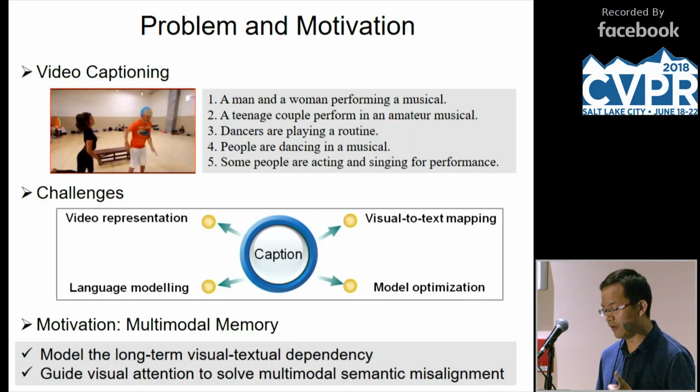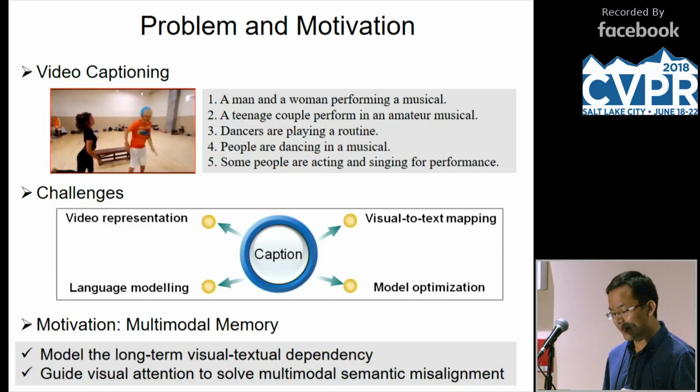In this work, we focus on the semantic mapping between video and text by explicitly modeling a shared multimodal memory for video and sentence, which can not only model long-term visual texture dependency, but also guide visual attention to solve multimodal semantic misalignment.